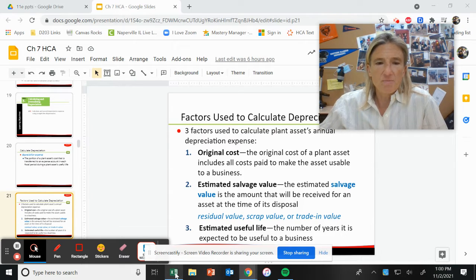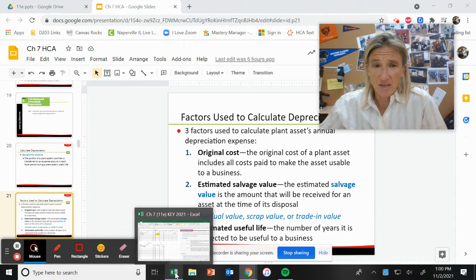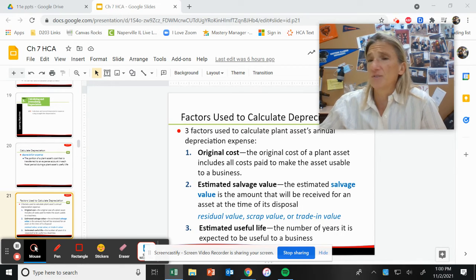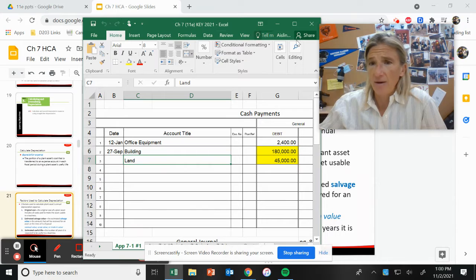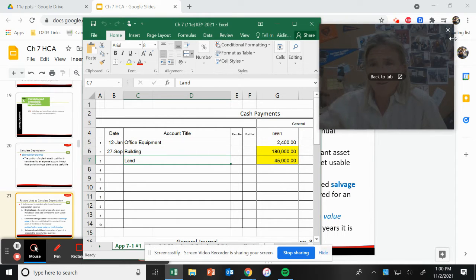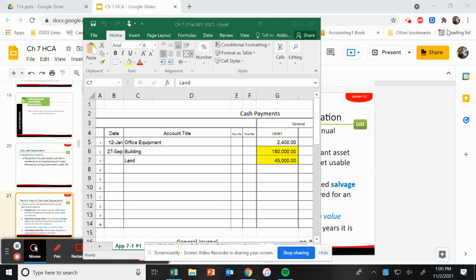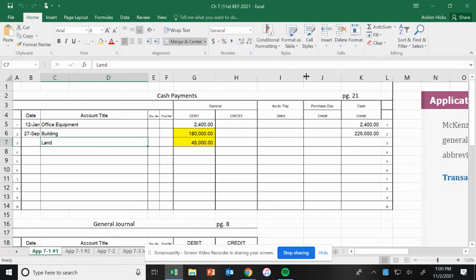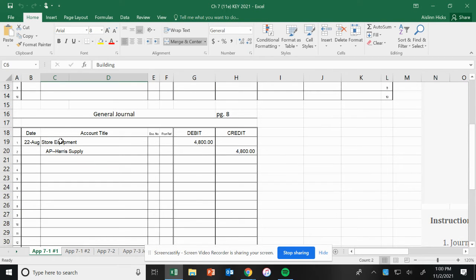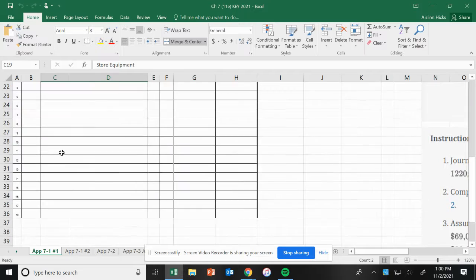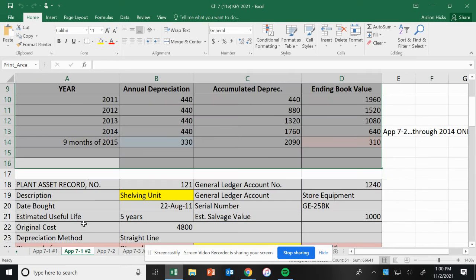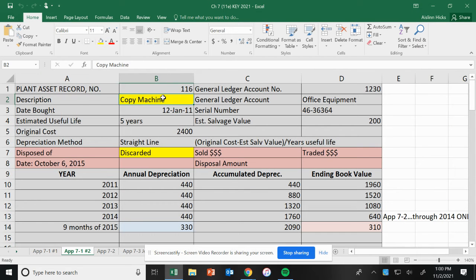So maybe you started looking at the next application problems. Let me go ahead and pull those into your view. You can say goodbye to my face here so you can see the screen a little bit better. But yeah, in our last video, we bought some office equipment, we bought a building and some land, and we bought some store equipment, okay? When we purchased those things, we put them into the plant asset records.